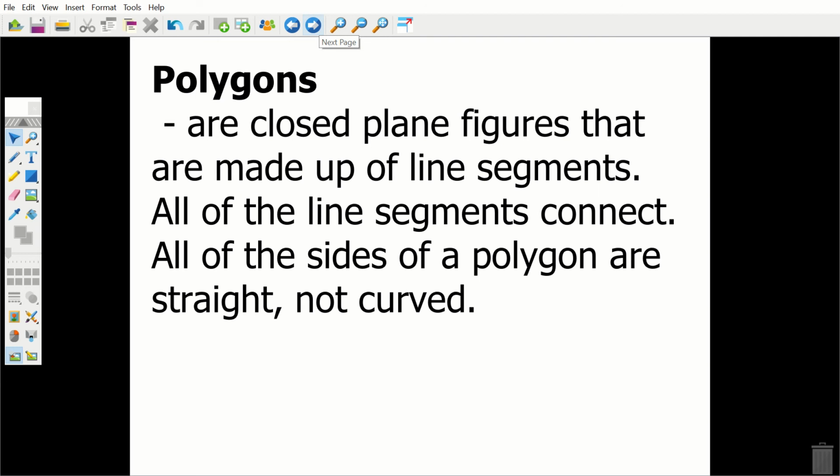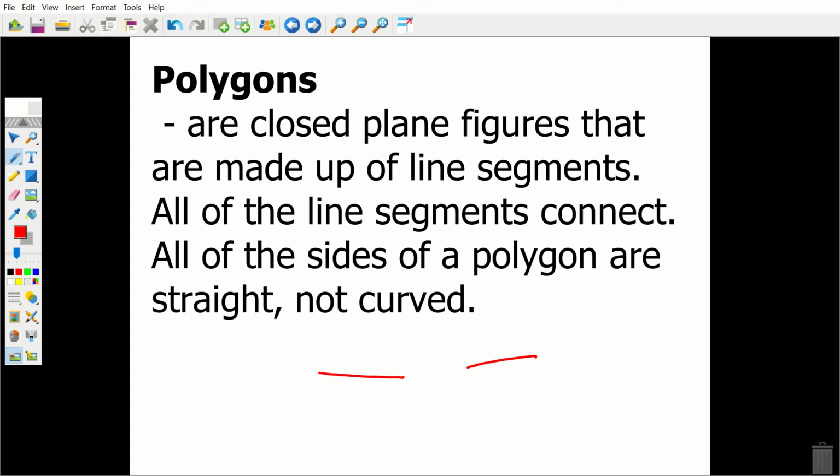Now, polygons are closed plane figures that are made up of line segments. If you don't remember what a line segment is, a line segment is a piece of a line. That is a line segment. Not a line, it is a segment because a line, by theory, is infinity. It goes on forever and ever and ever. So any line that begins and ends, as such, would be considered a line segment.